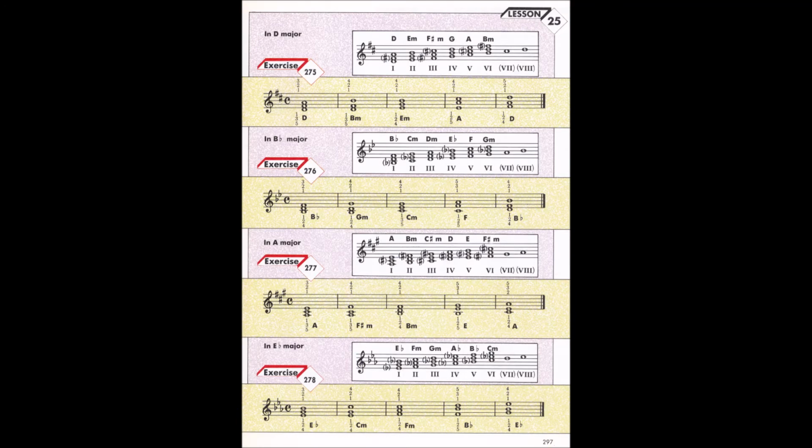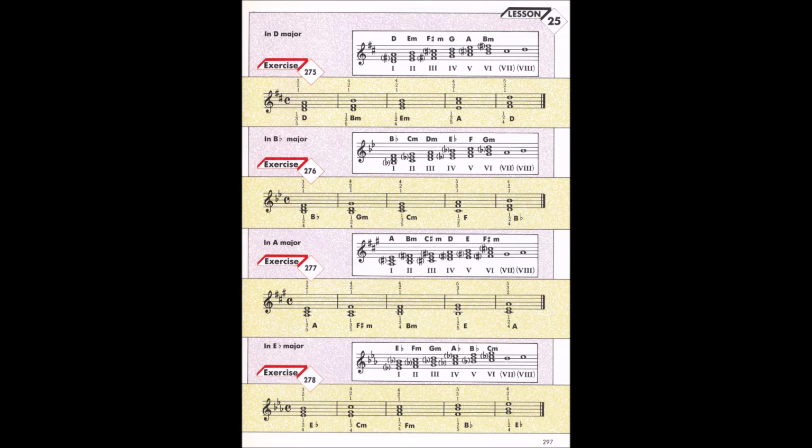Exercise 275 is in D major. Here's the sequence beginning with the tonic chord in the root position, as shown in your booklet. Try to put together the sequences beginning with the first and second inversions of the tonic chord, D major, for yourself. And remember to play everything with the left hand as well as the right.